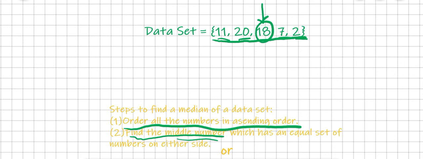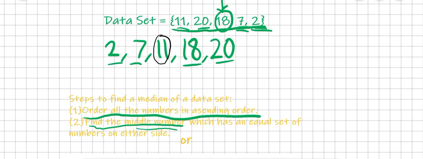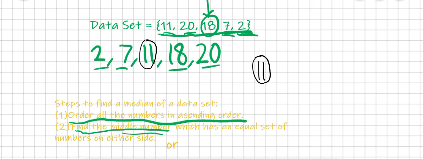So first, we need to write it in ascending order. So 2 first, and then 7, 11, then comes 18, and finally 20. So now we have it all in ascending order, which means going up. Now we need to find the middle number. So we go one number on the left, one number on the right, another number on the left, another number on the right. But then we're left with this number in the middle, this 11. So then the median of the data set would be 11, and that would be your answer.